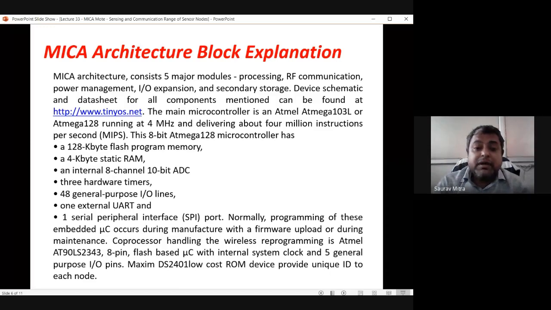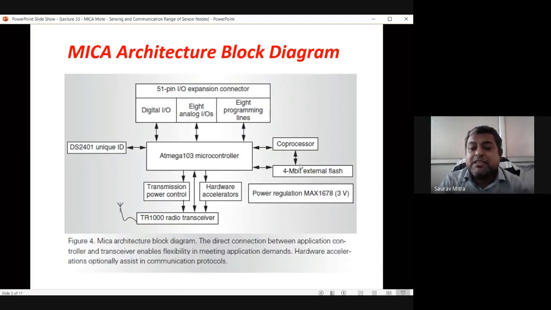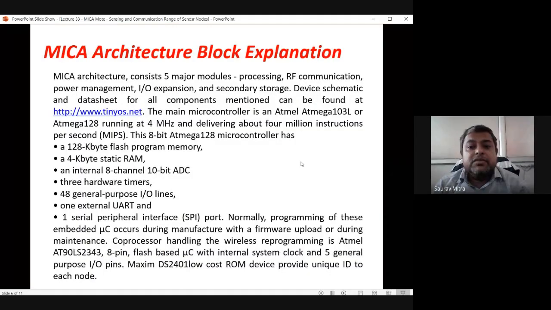Power management is given by Max 1678. IO expansion, already told you that 51 lines are there. And secondary storage. Secondary storage is nothing but this flash memory or something. Okay. So these are the five main things: processing, communication, power management, IO, and storage.